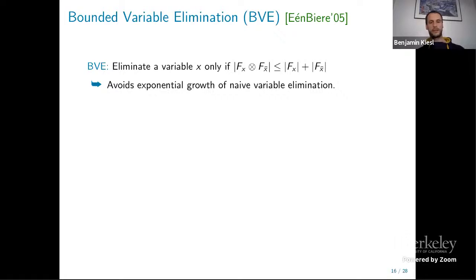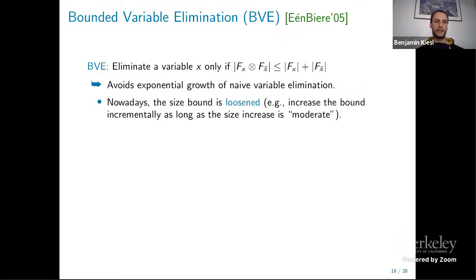Now, like in Austria, for instance, in politics, it's very common that we like to come up with many rules, we specify them in lots of detail, and it's all fleshed out nicely, but then when push comes to shove, in the end, you don't stick to the rules, you just do something a little different, and everybody agrees that that's okay. And that's also what happens here in practice, because you don't really stick to the rule nowadays. You loosen it a bit, and you say, okay, we can increase this bound incrementally as long as the size increase that we get from eliminating variables is moderate, or whatever that means.